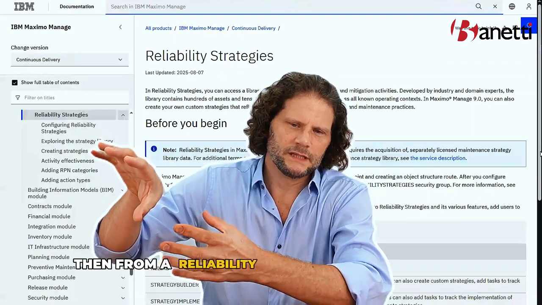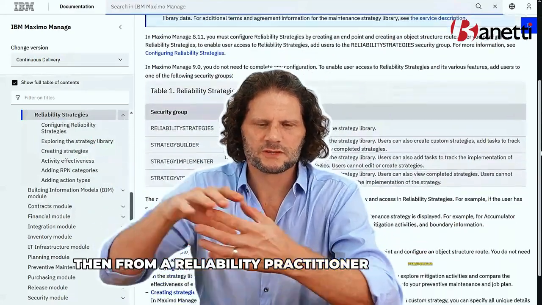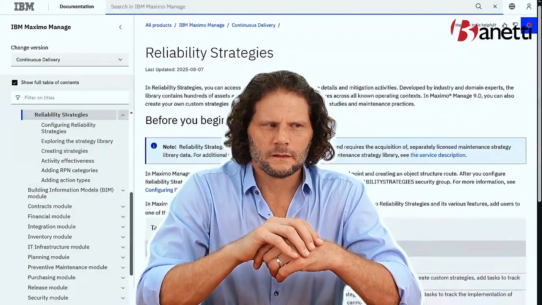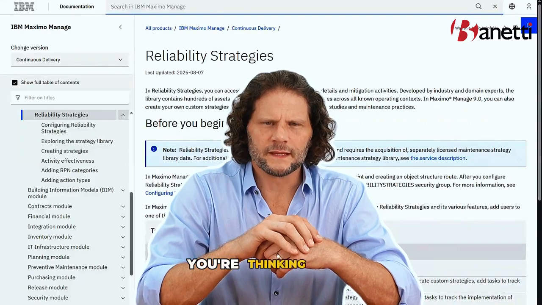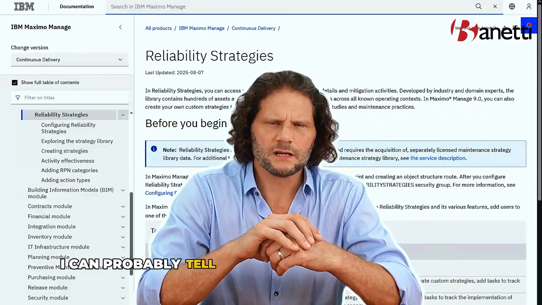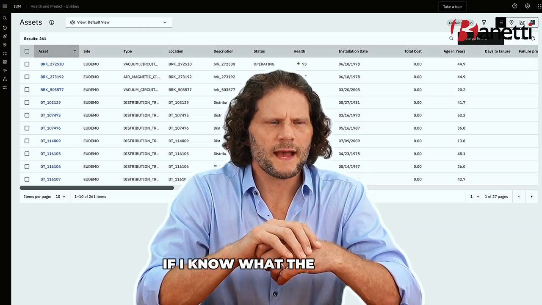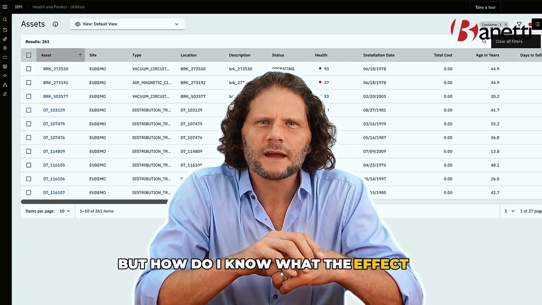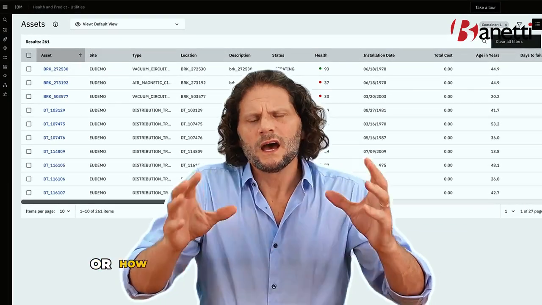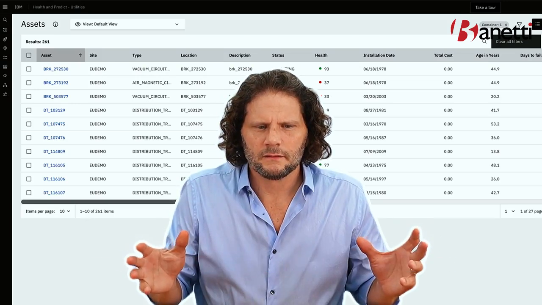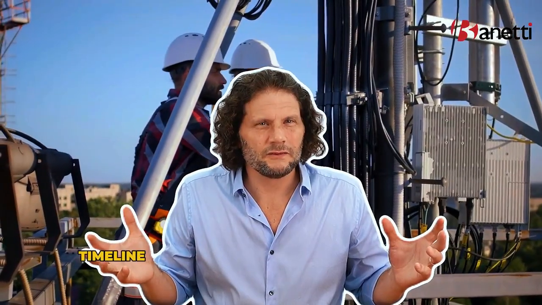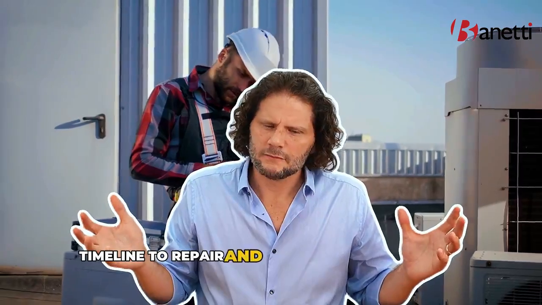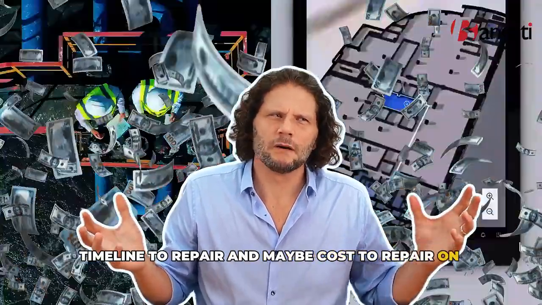Then from a reliability practitioner perspective, you're thinking, well, I can probably tell you what the failure modes are. I know what the asset is, but how do I know what the effect is? Or how do I know what the effect is beyond timeline to repair and maybe cost to repair on average? I can give you an average timeline and cost, but how can I tell you anything more than that?